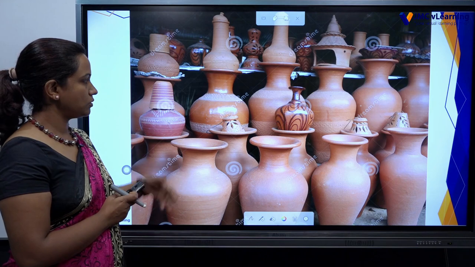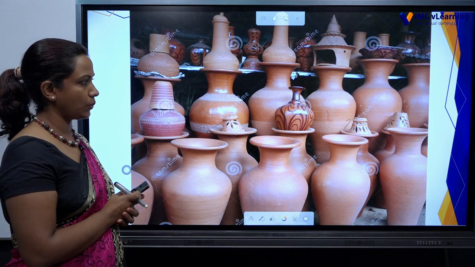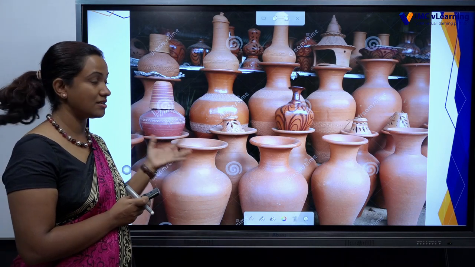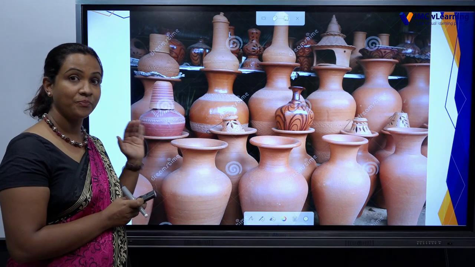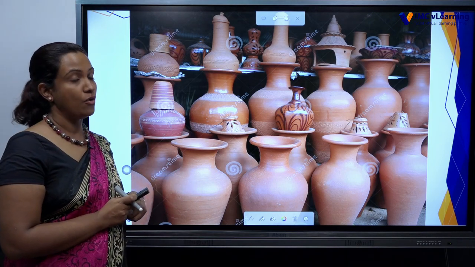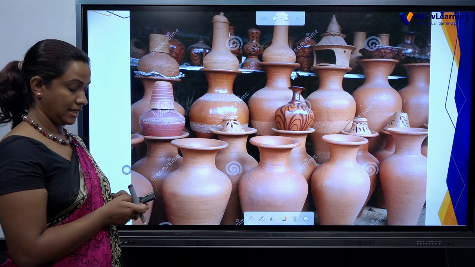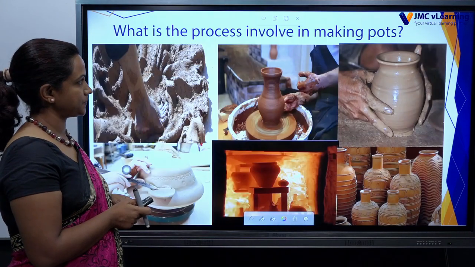Some people use these for drinking water or to hold some sort of liquid, and some people use them as a decorative item in their household. Also, people use this as a flower vase and for different other purposes. Let's move on to the next slide.